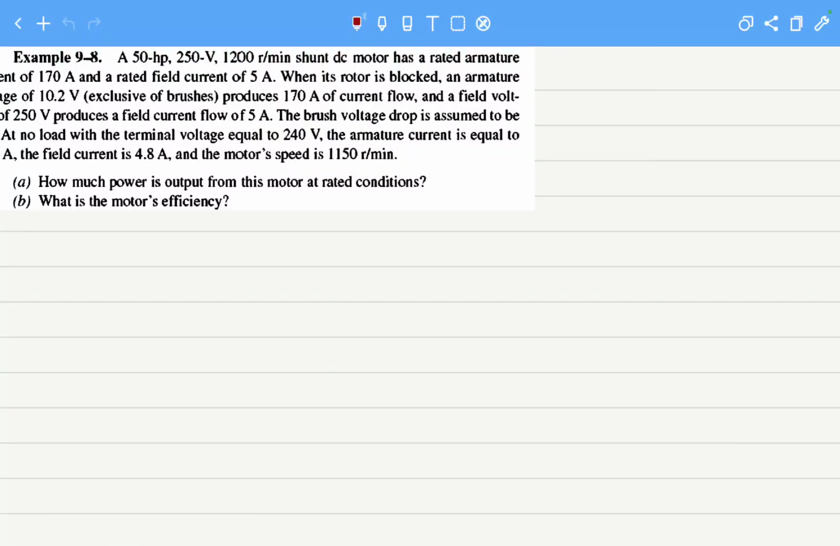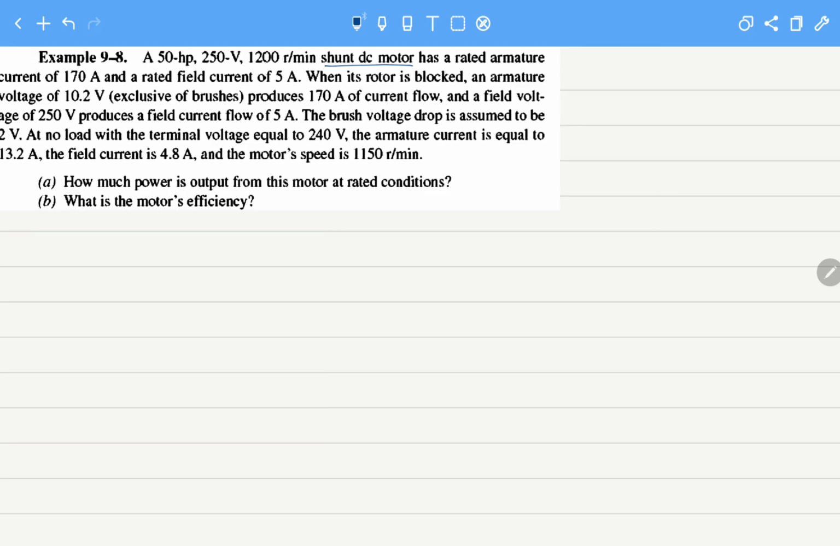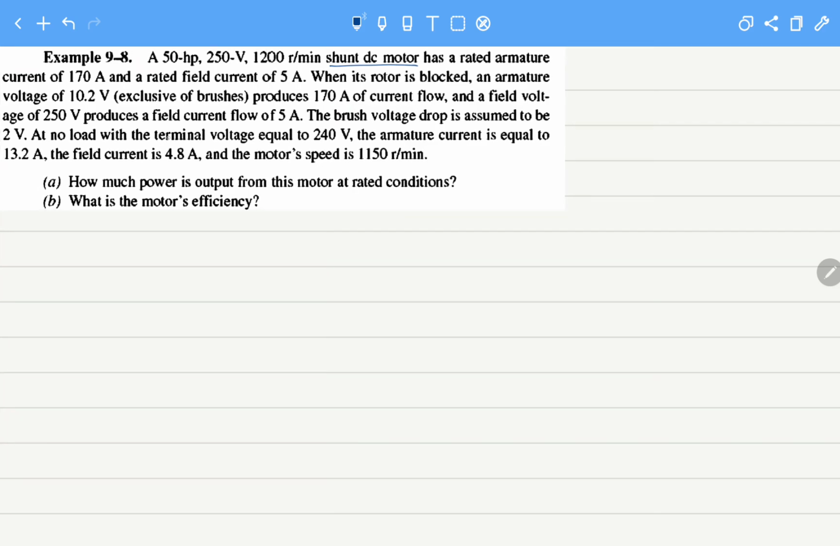Students, this is again a question about a DC shunt motor, and it has given different rated values, and it has given the field current of 5 ampere. So the question is about the power output from the motor at its rated condition and efficiency.